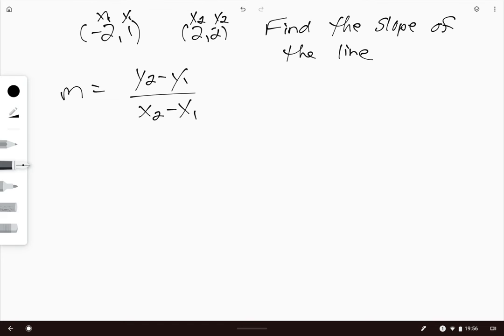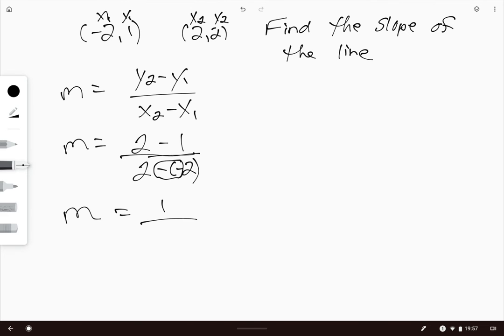All right, so I use my slope formula to find the difference in y and the difference in x by subtracting. And then x2. All right, so here you want to remember that anytime you have a negative and a negative, that becomes a positive. So my slope for this line is 1 over 4, or 1/4, a rise of 1 and a run of 4.